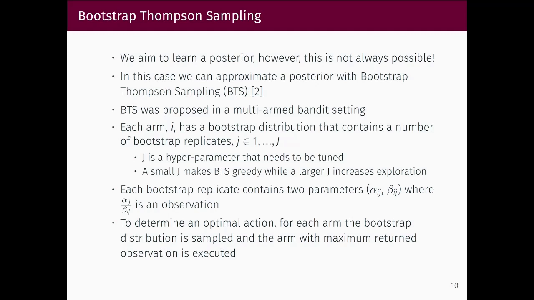But as you increase your J value, you increase the size of the set and the number of Bootstrap replicates, and thus, as you'll see in a moment, updating each distribution becomes a bit computationally expensive in a sequential decision-making problem. Not so much in a multi-arm bandit setting, but in the sequential decision-making problem, you will definitely notice that. Each Bootstrap replicate contains two parameters, alpha and beta, where alpha divided by beta is an observation. To determine an optimal action for each arm, the Bootstrap distribution is sampled, and the arm with the maximum returned observation is then executed.